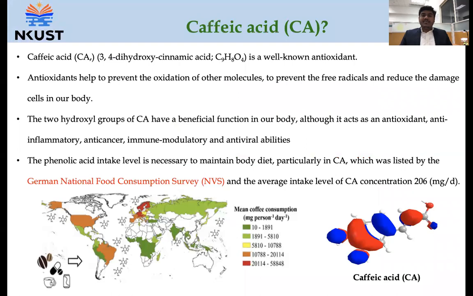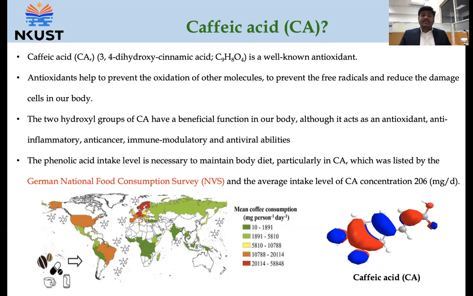So, why do we need to analyze caffeic acid? We know very well that caffeic acid is a well-known antioxidant, and it helps to prevent oxidation of other molecules and to prevent the free radicals in our body. Here, the caffeic acid has two hydroxyl groups. It is beneficial to our body, as it acts as an antioxidant, and has anti-inflammatory, anti-cancer and antiviral abilities.